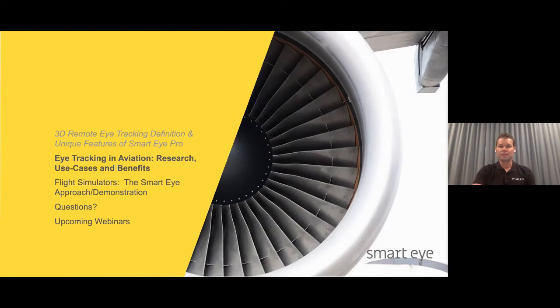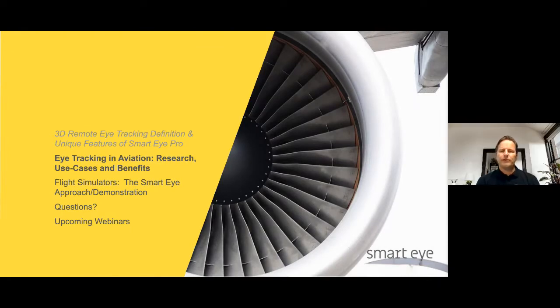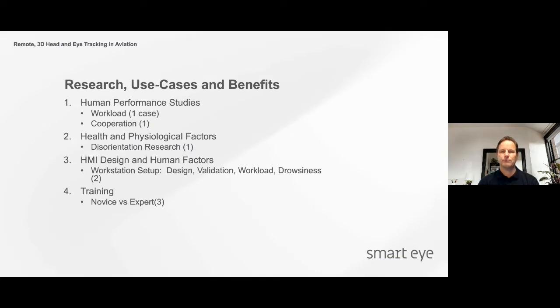Thanks, Brent. So I will now run you through 8 different use cases of customers deploying the SmartEye Pro solution. These are studies involving research on human performance, health and physiological factors, HMI design, human factors, and pilot training. The trackers were used to investigate topics like workload, pilot cooperation, drowsiness, disorientation, design and validation, and pilot performance comparisons.